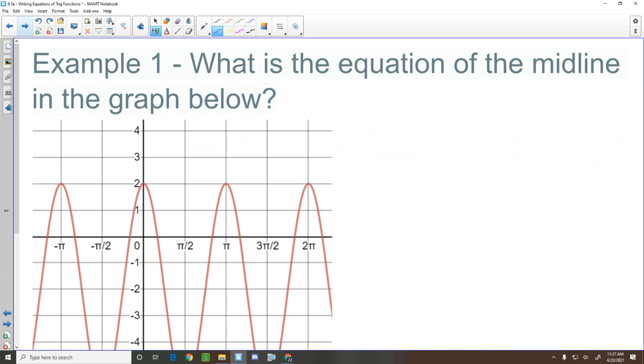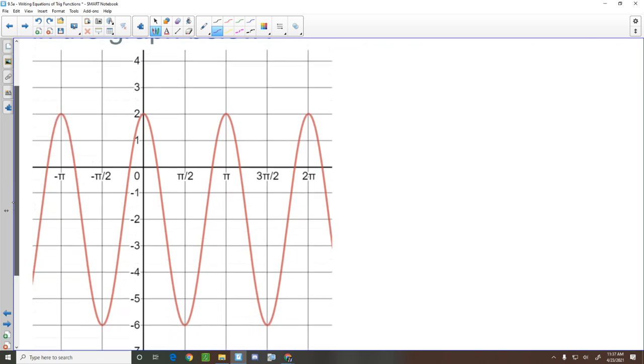All right, can you identify the midline of this one on your own? So that's example 1. Take a look at it. I know it's kind of small in your notes, so I've got it a little bit bigger right here for you if you want to see what those values are. And on your notes, I want you to just write out what that midline is. Can you identify it yourself? Remember, it's got to be the same number of units away from the crest and from the trough.